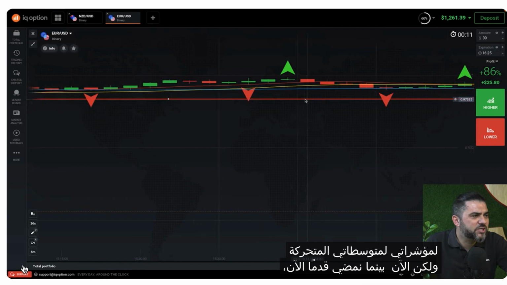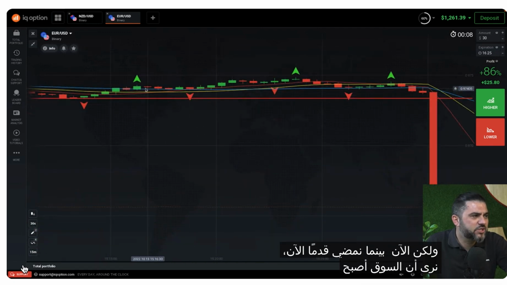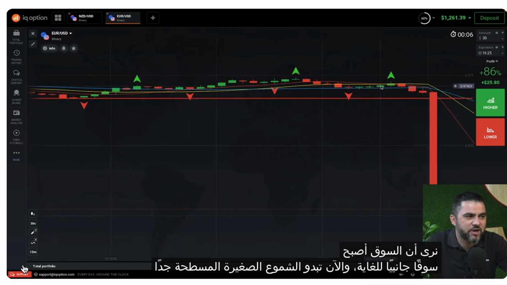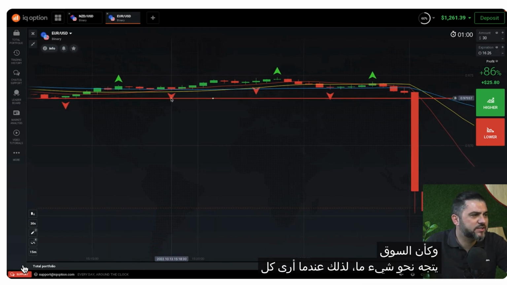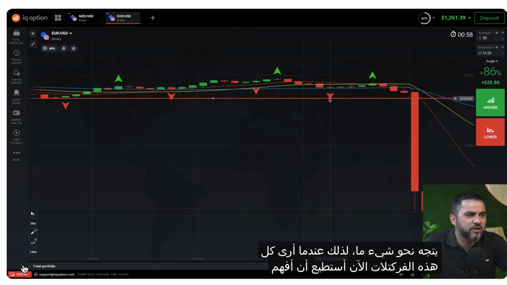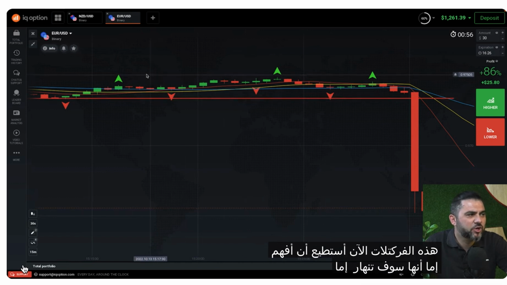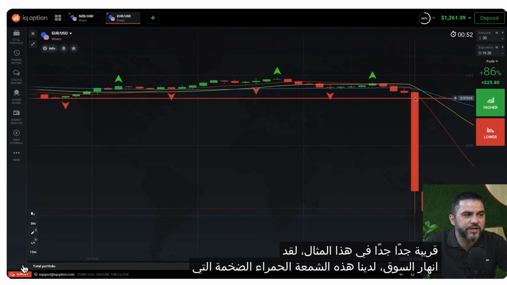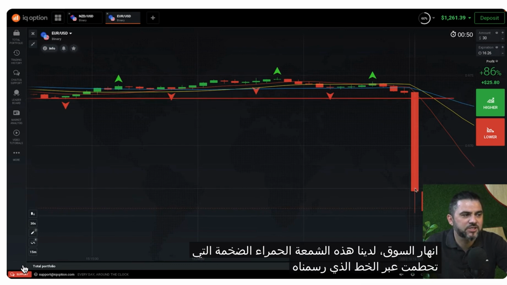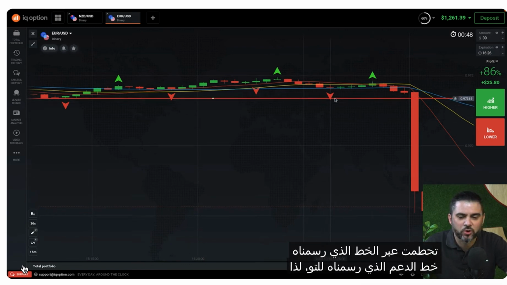But now, as we move forward, we do see the market has become a very, very sideways market. Very flat, small candles. Looks like the market is building up to something. As I see all these fractals now, I can understand either it's going to break down or it's going to break up. They're all very, very close. In this example, the market did break down. We have this massive red candle smashing through the support line we just drew in.